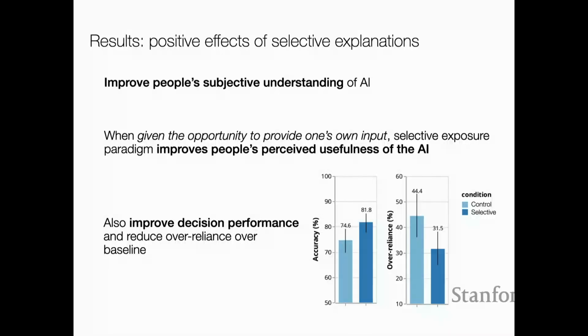And the second one, interestingly, we also find that it improves people's perceived usefulness of the AI. But back to Michael's question, we only find that in the condition when people provide their own input. The reason is that now my own input augments the AI output, and I end up liking the AI better, which I find interesting. The last one I think is most promising. We also find selective explanation improves decision performance and reduces over-reliance.